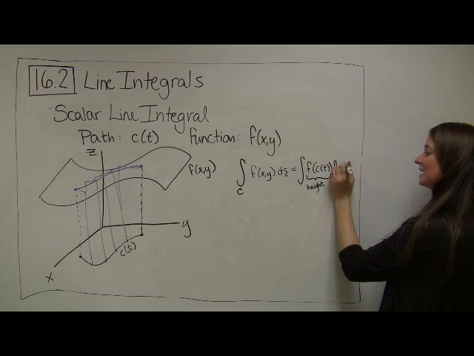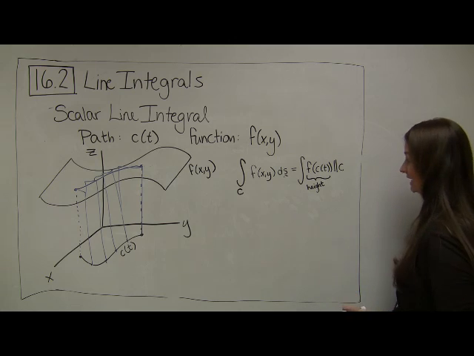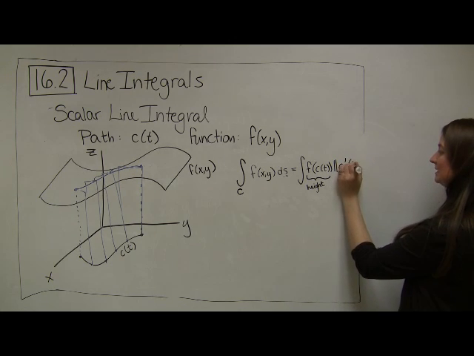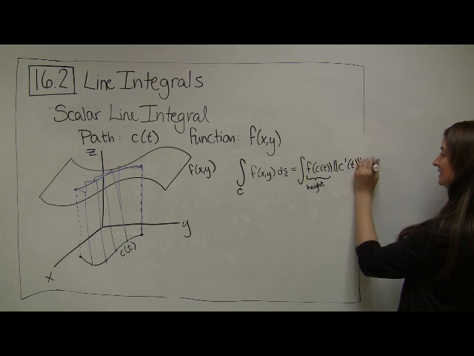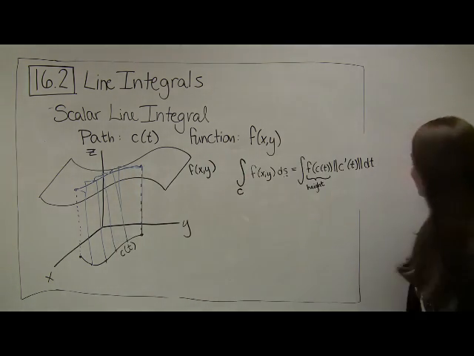Times something that you might not expect. This is the height, we want to multiply it by the length, right? Well, what's the length of that path? It's c prime of t dt.